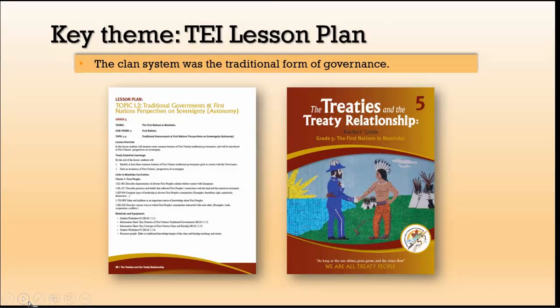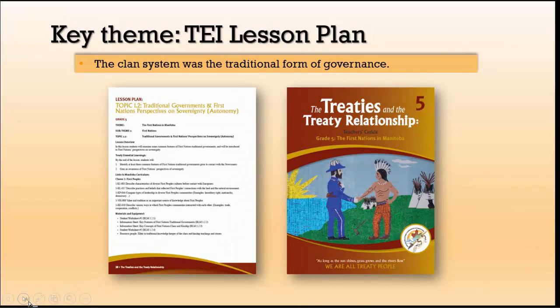We start with an activating activity, an acquiring activity, and an applying activity. Oftentimes you'll also see that our lesson plans are fortified with blackline masters. So let's take a look. You'll see on the little strip there where the bullet is, it says the clan system was the traditional form of governance. So this was one of the things that we learned from Elder Atkinson today.